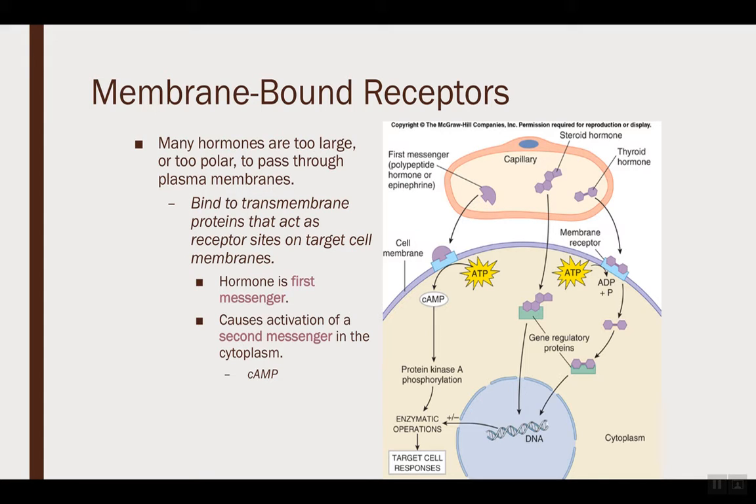So this cAMP, that is your cyclic AMP, and that's what's actually then going to cause enzymes in your cell to have a response and cause the response that you want.